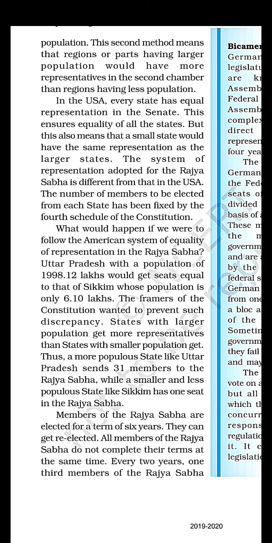Clear? The population of both is different. If there is equal representation, then how can we give equality of members? The framers of the constitution wanted to prevent such discrepancy, and wanted states with larger population to get more representatives than states with smaller population. Thus, a more populous state like Uttar Pradesh sends 31 members to the Rajya Sabha, while a smaller and less populous state like Sikkim has one seat in the Rajya Sabha.